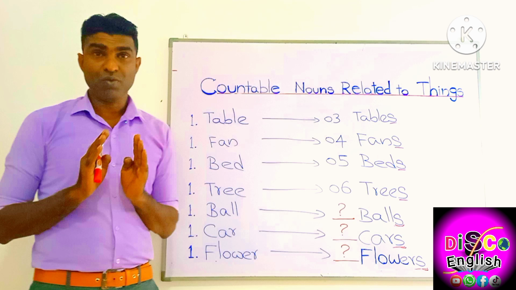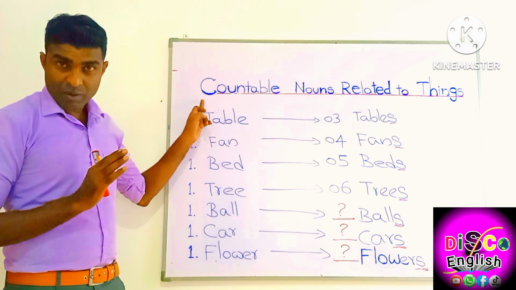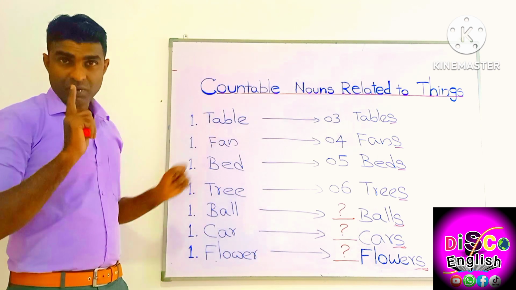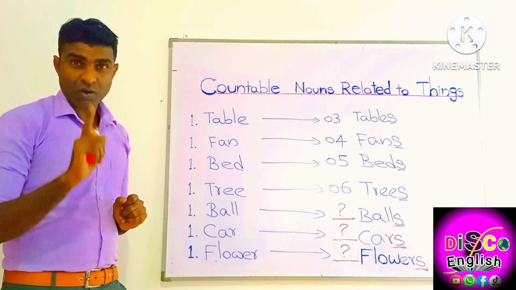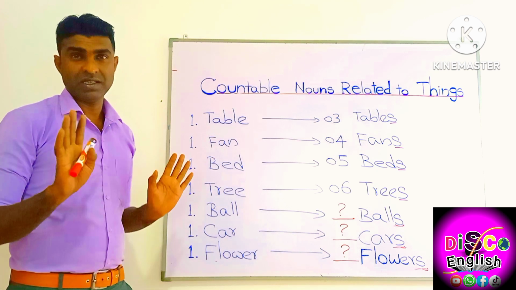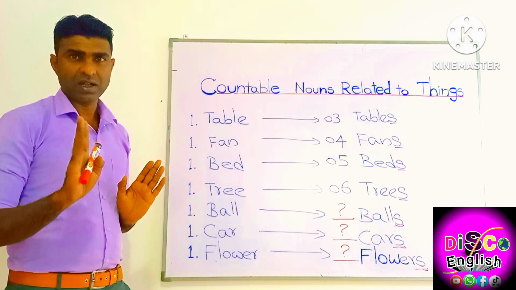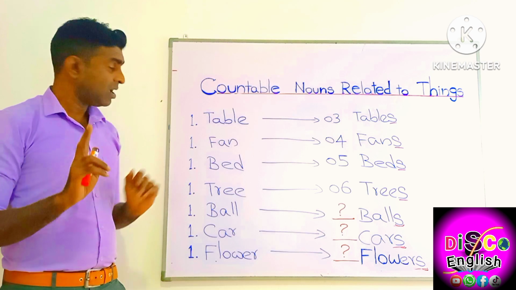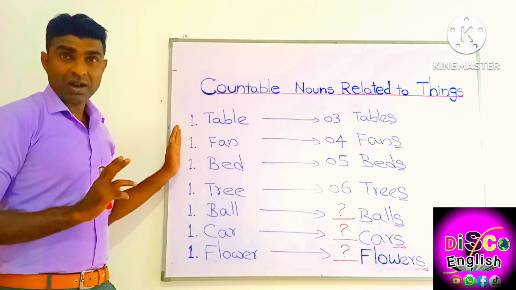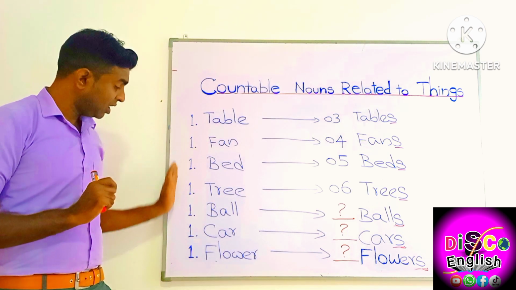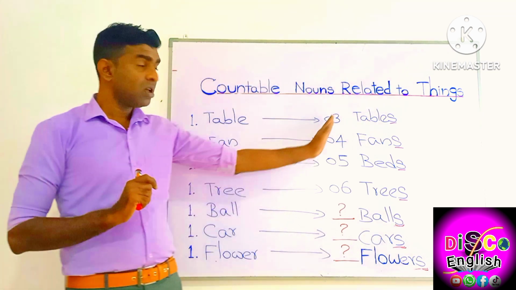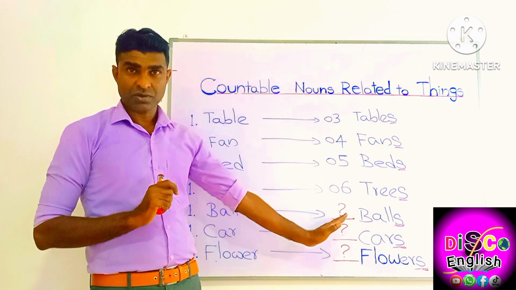So you have to keep in mind about countable nouns. Number 1, countable nouns we can count very easily. That is the first one. Second fact is, countable nouns have their singular forms and plural forms.